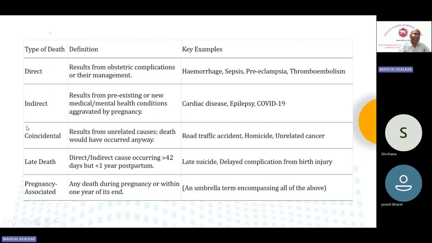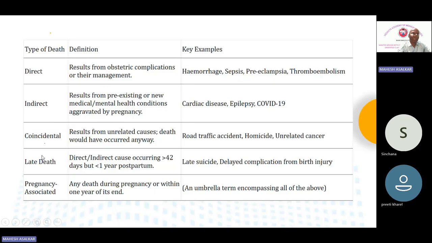Then there is coincidental death. This results from unrelated causes. The death would have occurred anyway, even if she had not been pregnant. Then also this cause is coincidental to the pregnancy. The mother would have died from that particular cause, so that is a coincidence. For example, a road traffic accident, homicide, or unrelated cancer. These are coincidental deaths.